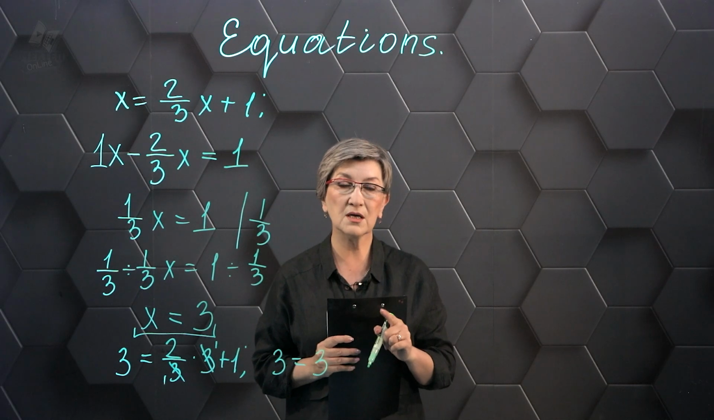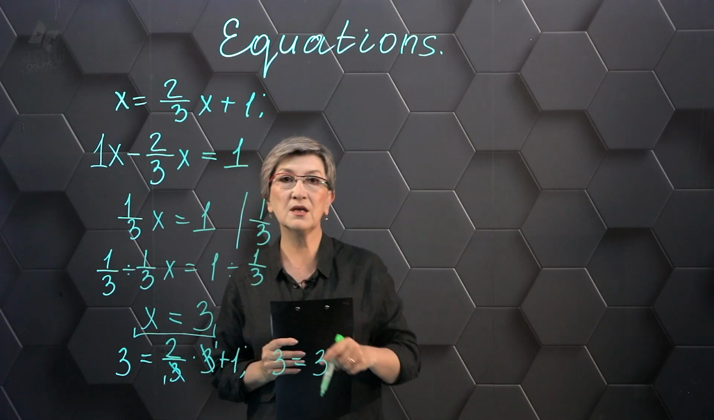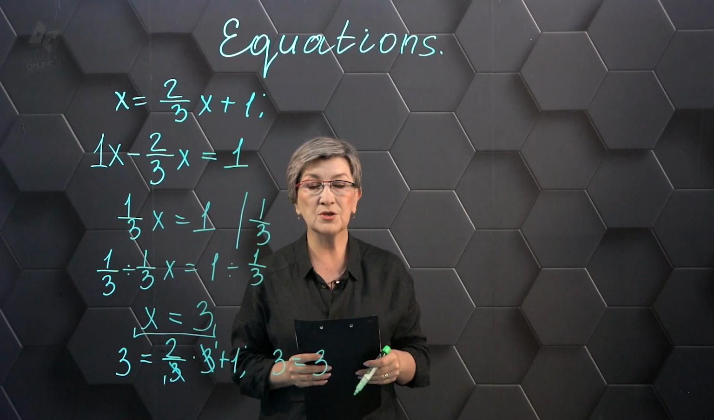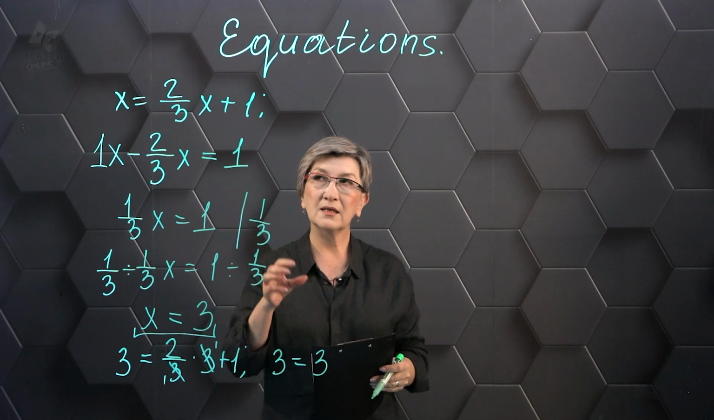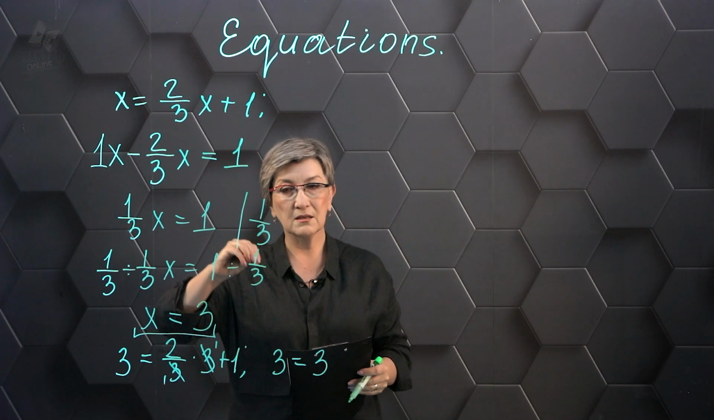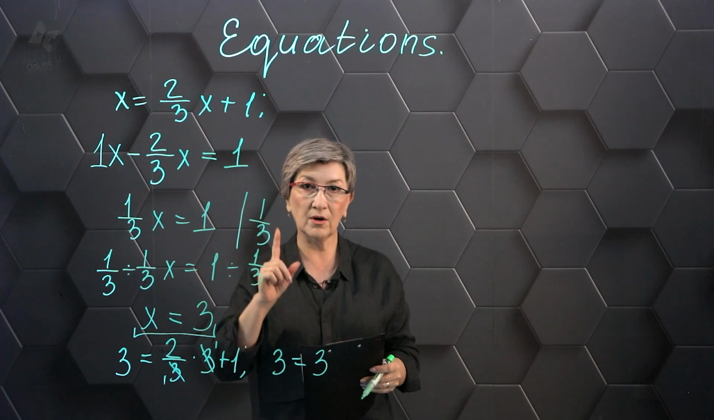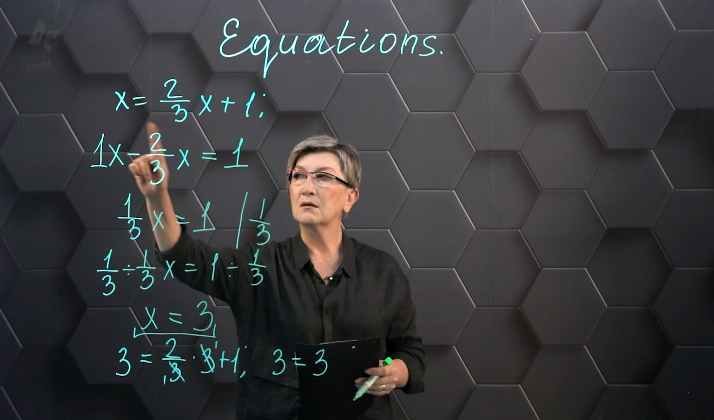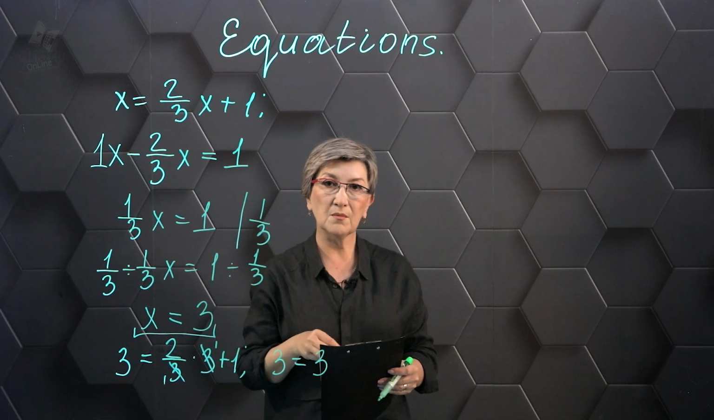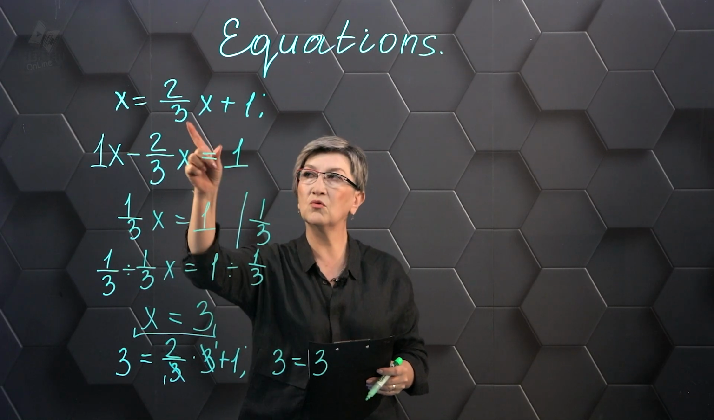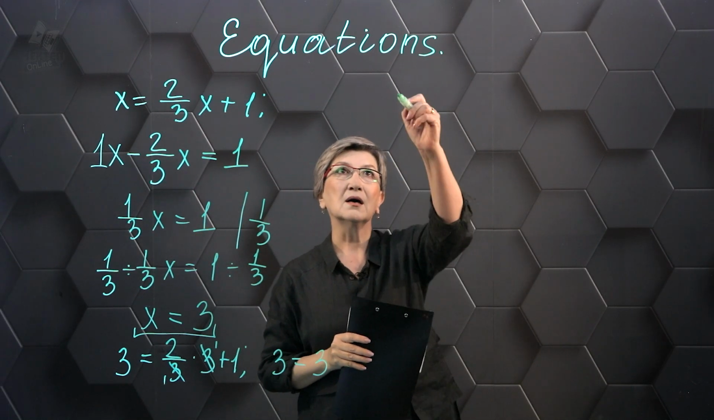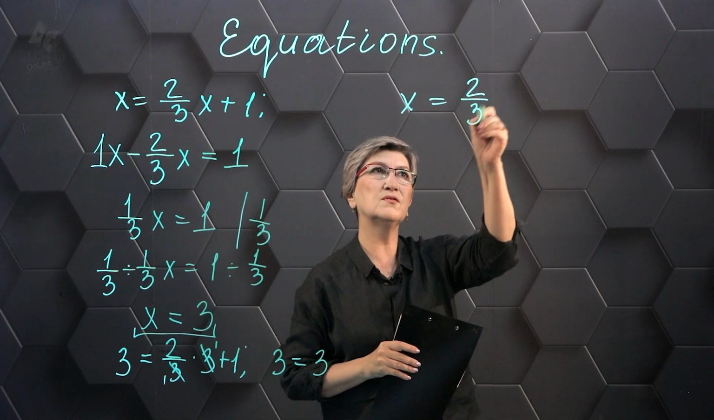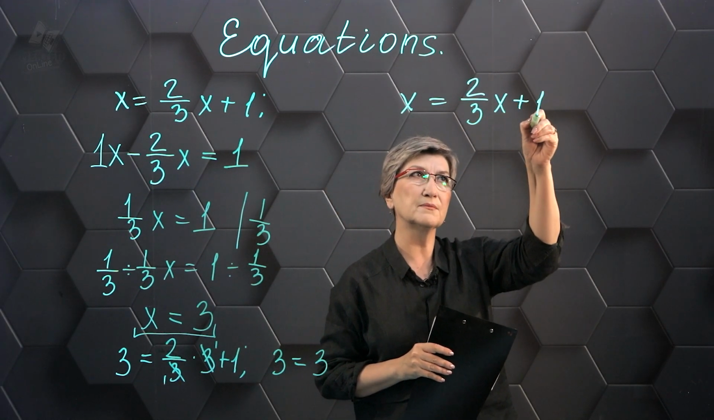But at the beginning of our lesson, I said that this equation can be solved in another way. We will, of course, be using the algorithm of moving variables from one part to another. But if you're having trouble working with fractional numbers, you can get rid of fractional numbers. How do we do that? Let's write the equation again. X equals 2/3 of x plus 1.